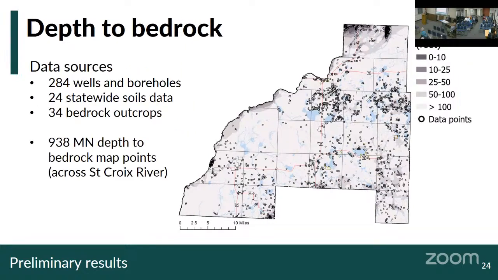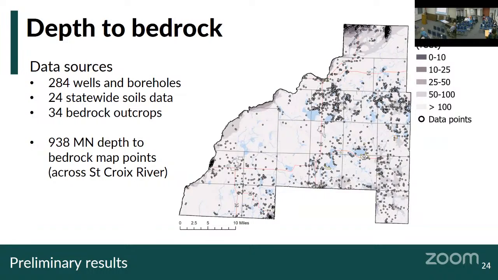We made this map using the data points shown here. There aren't a lot of wells, like we were talking about earlier, that hit bedrock in Burnett County, which is unlucky for us in making this map. There's about 284 of them that we were able to use.